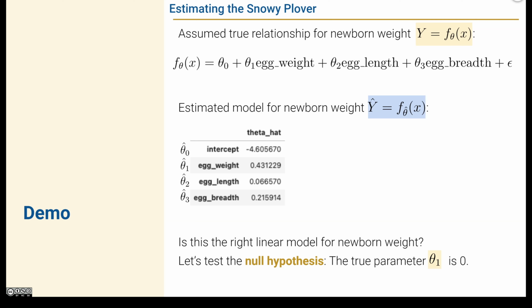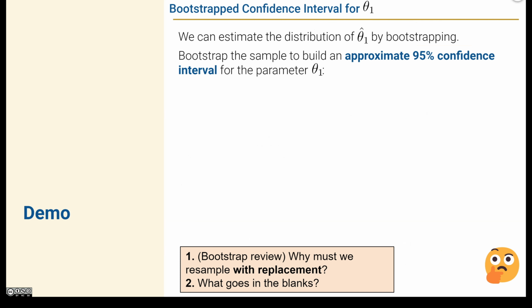So maybe egg weight is not that useful of a predictor of the bird weight. Maybe we see this positive slope here just by random chance because this is a random sample. But maybe we don't actually need this egg weight term in the model. So to test that, we are going to bootstrap a confidence interval.